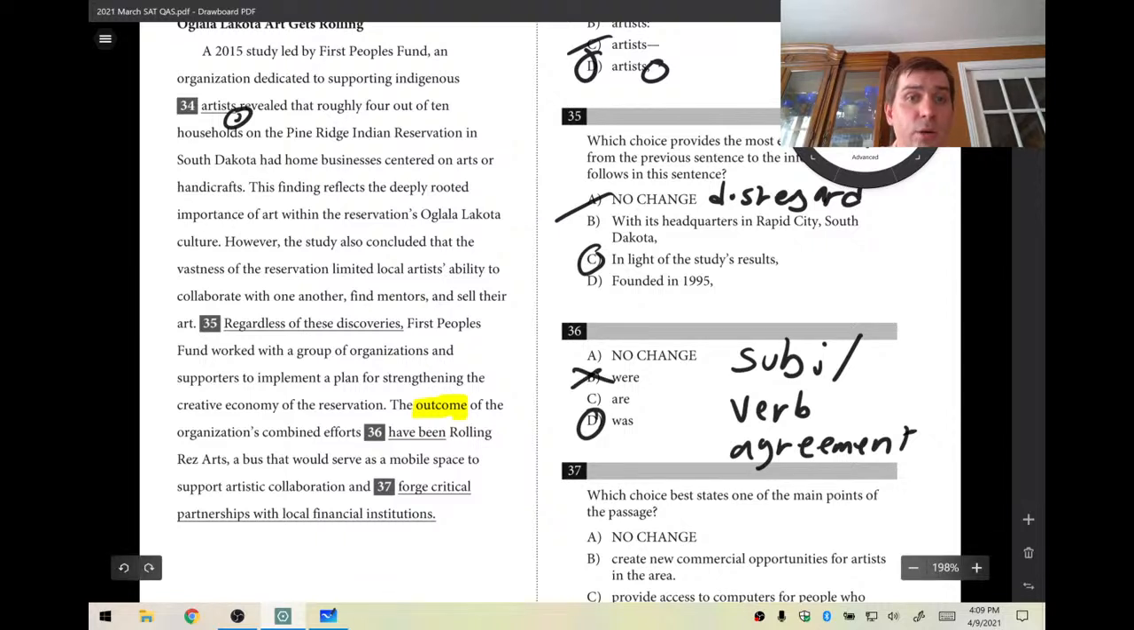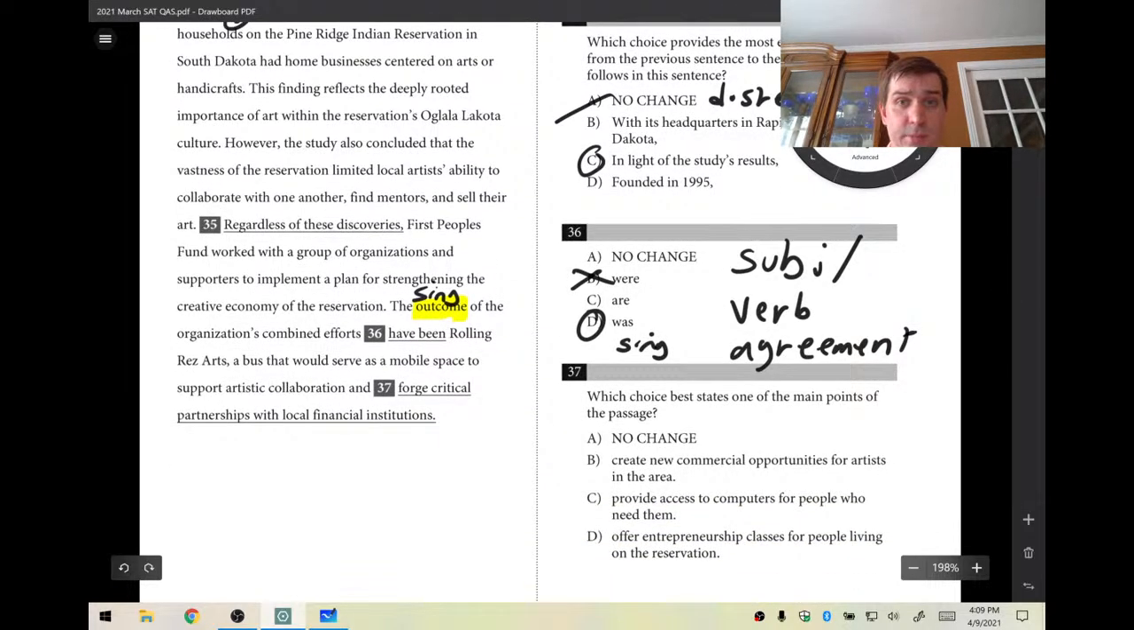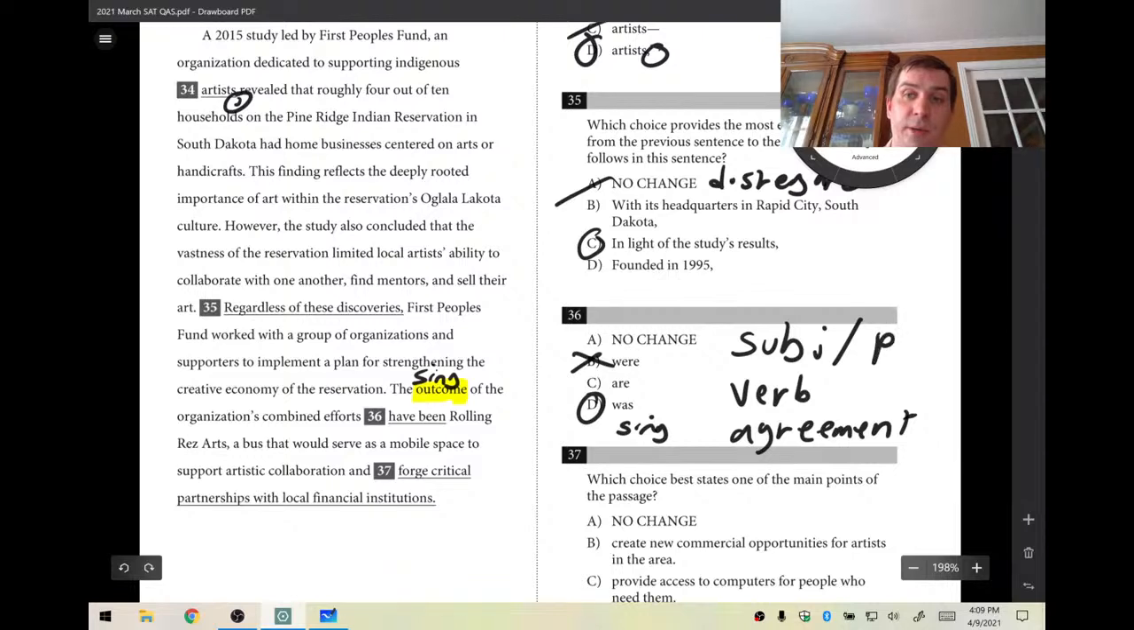The outcome was Rolling Res Arts. So subjects must agree with their verbs in number. Outcome is singular. So we have to use a singular verb form, was. Past tense. And we are in past tense, by the way, simple past.